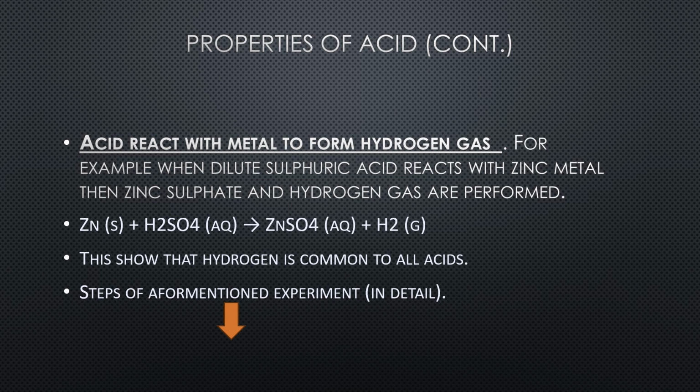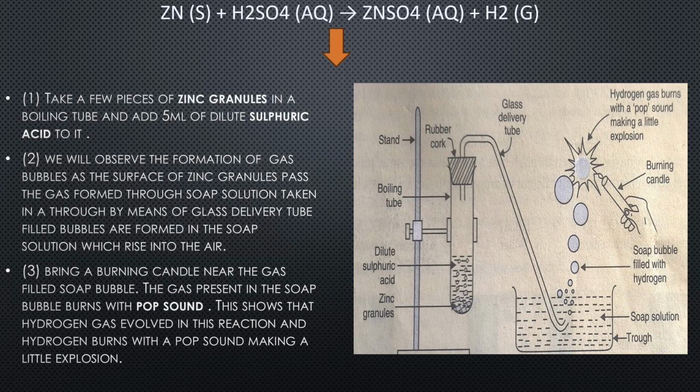Now you can see this experiment. As we have seen in this equation, hydrogen gas is evolved in the reaction of zinc and sulfuric acid. So we will prove this by this experiment. We take a tube, and in that tube we will take some zinc granules and dilute sulfuric acid. So these are the two chemicals which are taken in a tube.